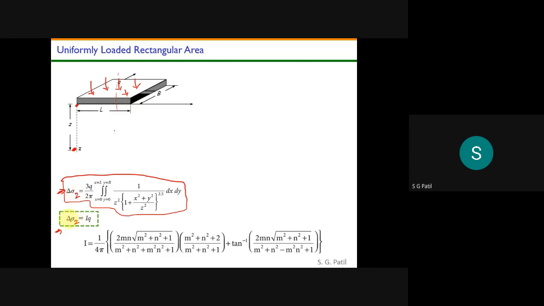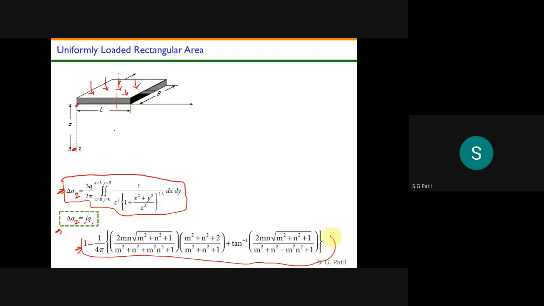Delta sigma z, I will write. So this delta sigma z is equal to I into Q. What is Q? Q is nothing but your UDL, whatever UDL you applied through this rectangular area, into I. I is your influence factor here. This is the influence factor. Again, you need not remember this formula.